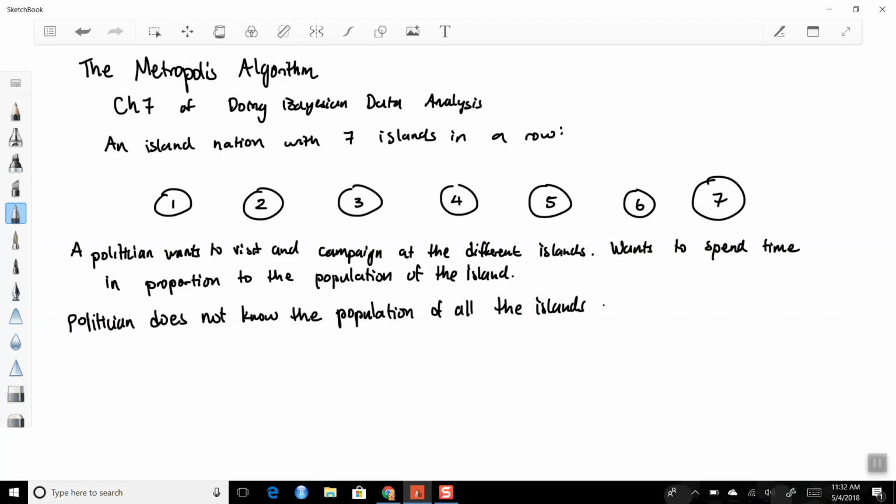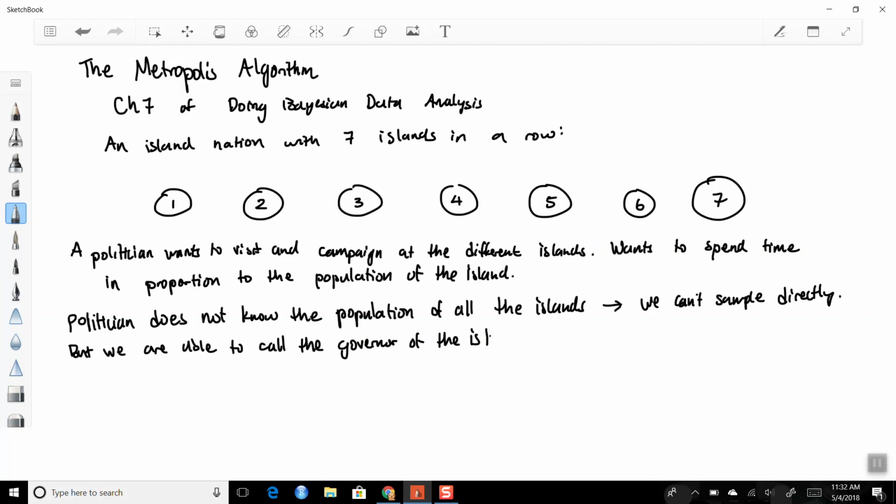Okay, which means, in other words, we can't sample directly. But what we are able to do is call the governor of any one island and find its population. But for whatever reason, we can't learn all the islands at the same time, okay?